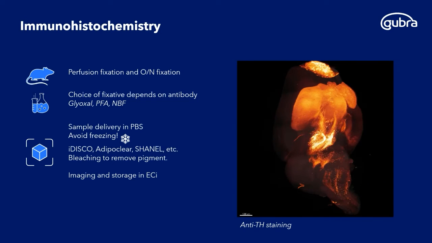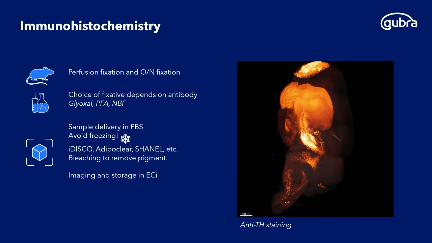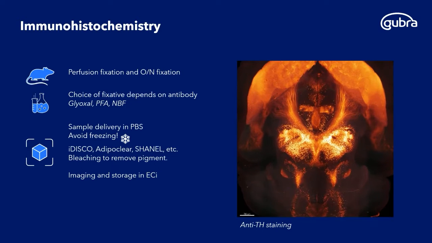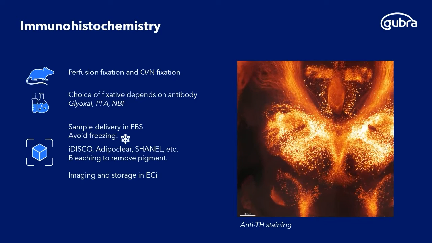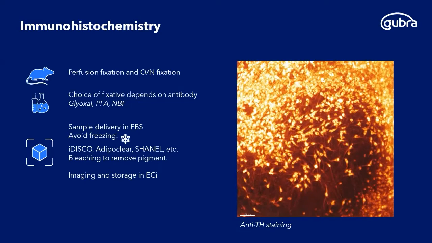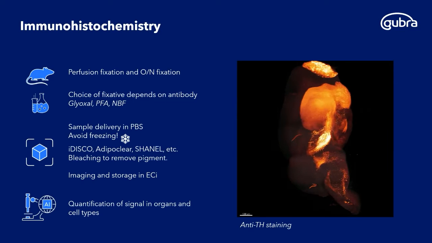And afterwards, we store the sample in PBS if we can start in a relatively short time period, and then use different immunohistochemistry protocols, like published protocols, iDISCO, ADIPO-CLEAR, depending on the tissue type of interest. And this kind of signal can also be quantified.